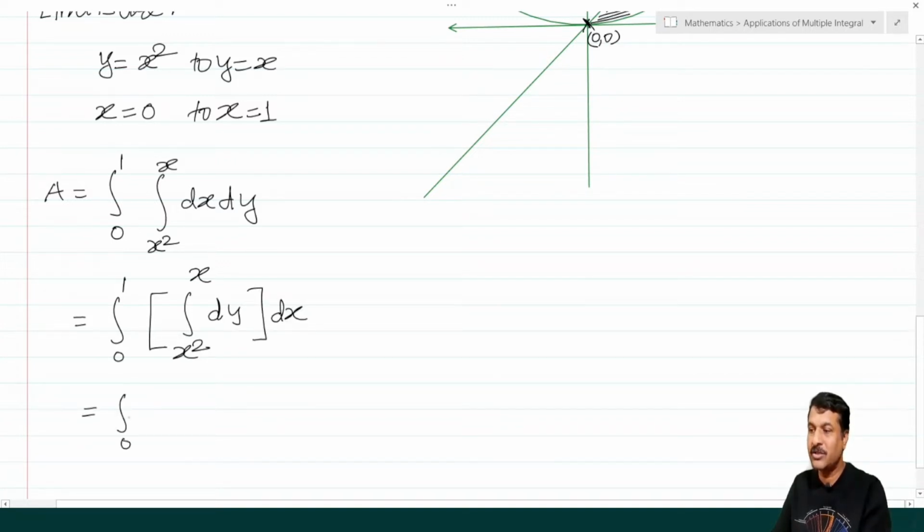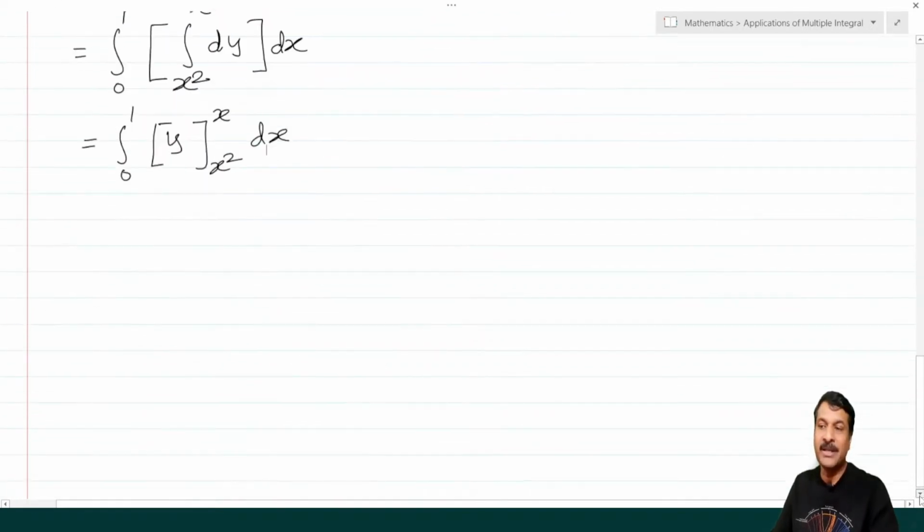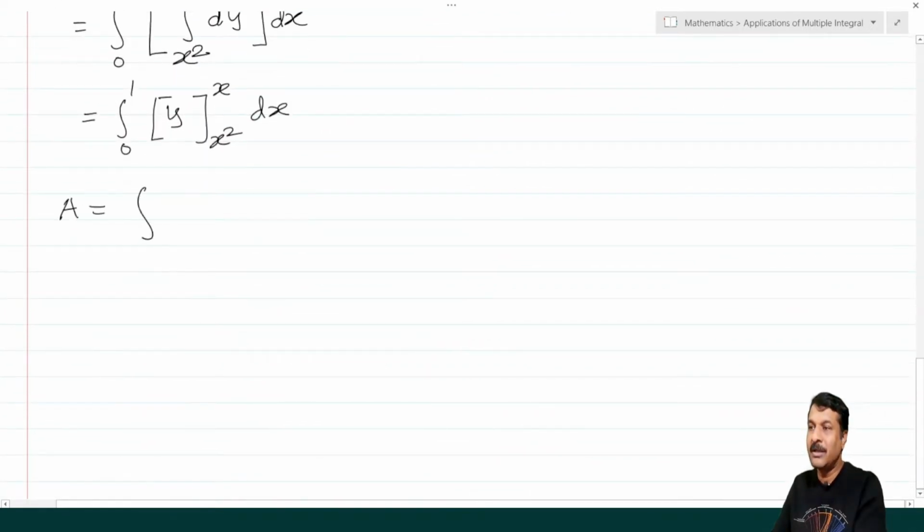So integration 0 to 1, I am getting only y, lower limit x square, upper limit x, dx. So upper limit minus lower limit. So I am getting area equal to integration 0 to 1, upper limit minus lower limit, into dx. Now integrate with respect to x.